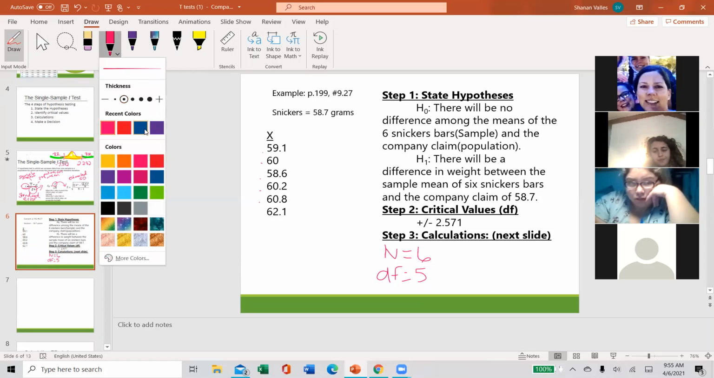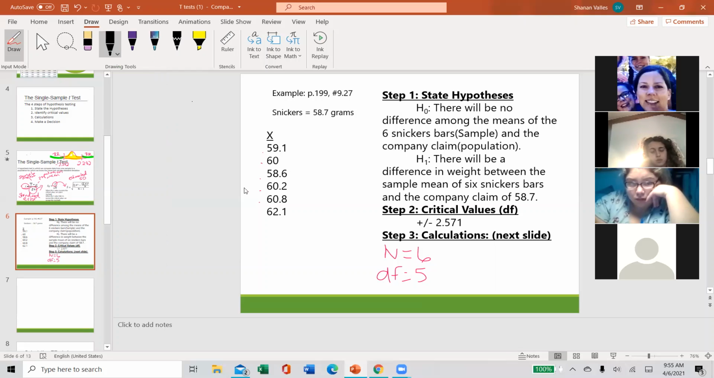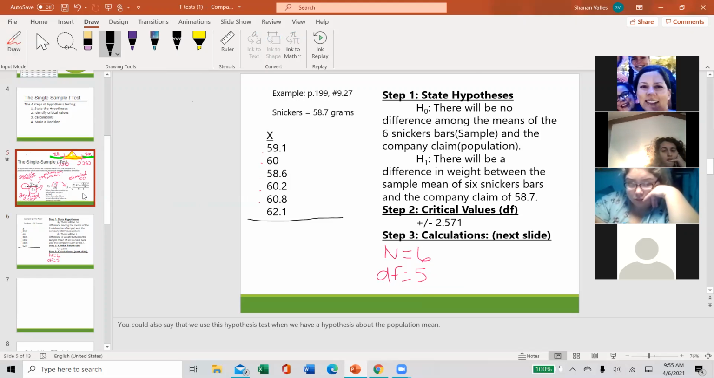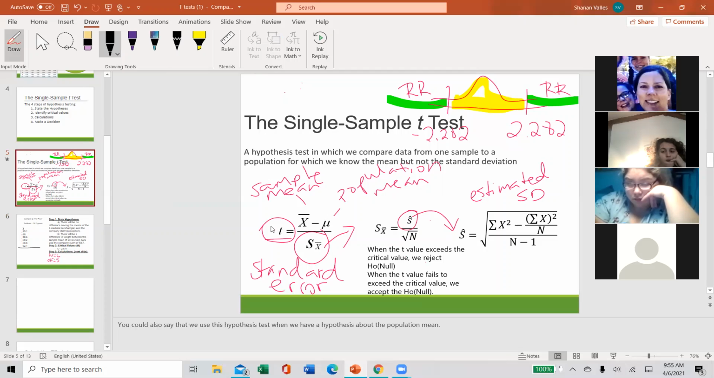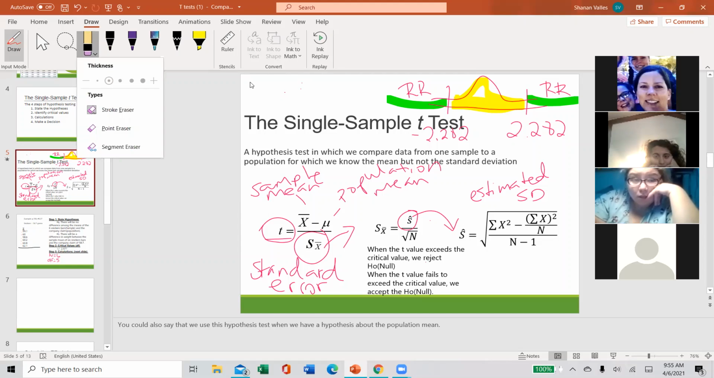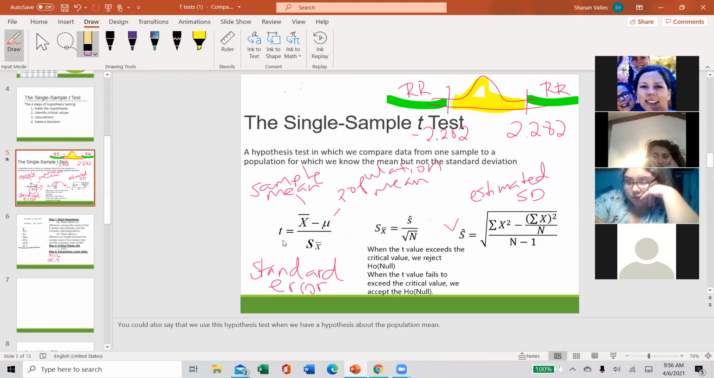I'm going to switch and just use black here real quick. I like to draw a line here because we're going to need a few values. If we look back at all of my scribble scrabble here and see what values or numbers we need, we need n, and we have it.